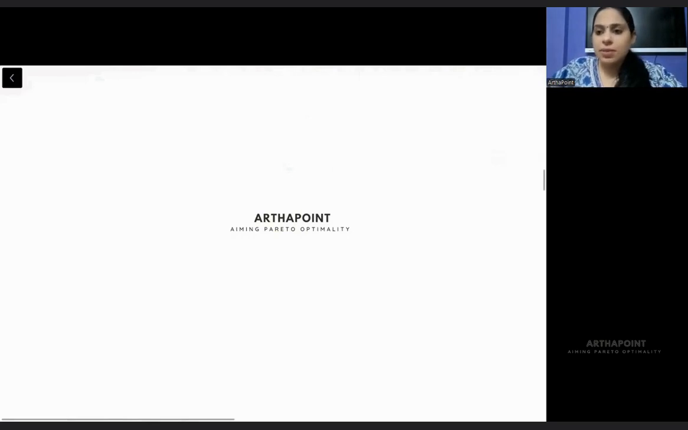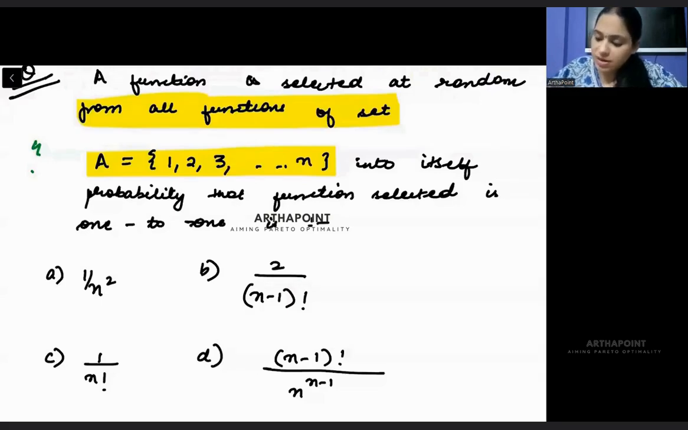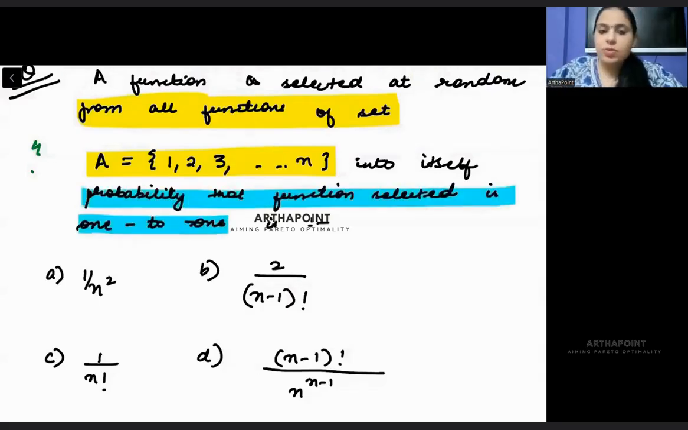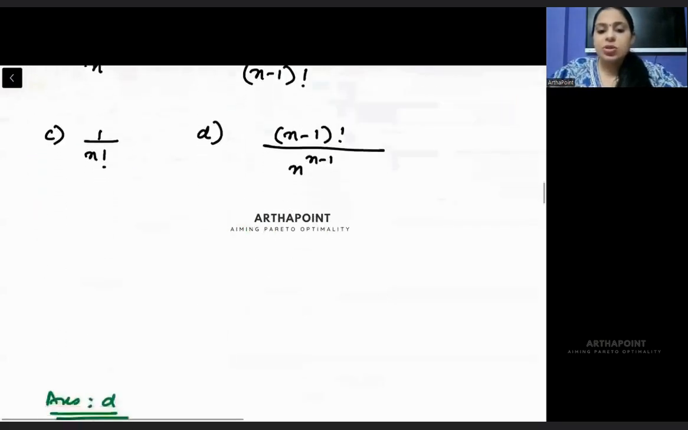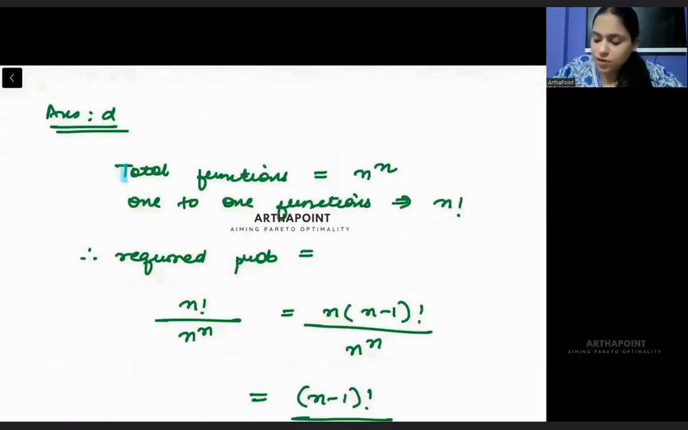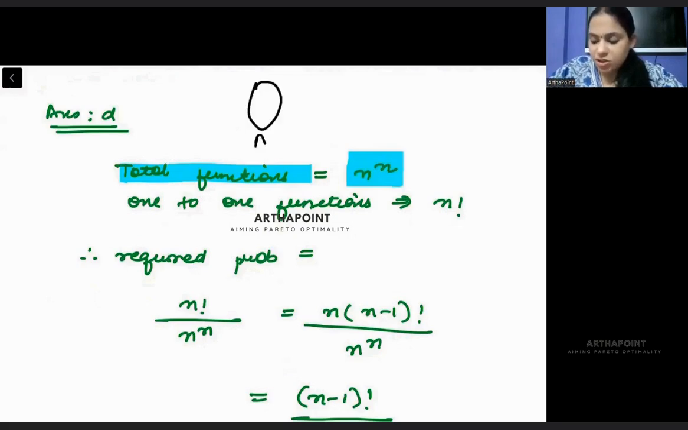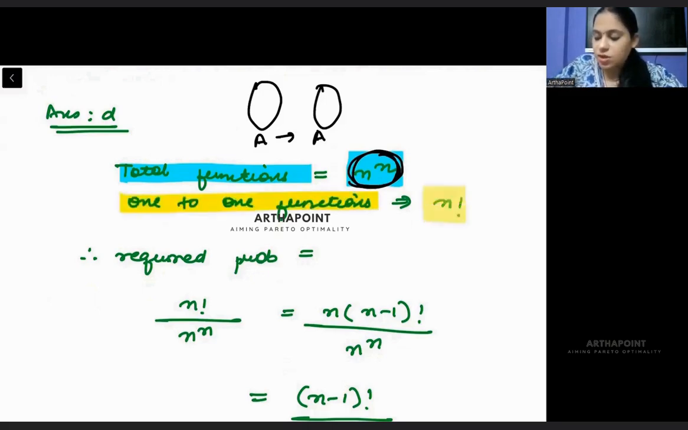Okay, now coming back to the question. The question is saying that you have this set A and it is linked to itself. What is the probability that the function selected is 1 to 1? So beta, in such questions there is no time to solve. You should know all the properties. The property is that the total number of functions which can be generated are n to the power n. When a function goes from A to A, the total number of functions are n to the power n. Right? And the 1-to-1 functions, they are n factorial.